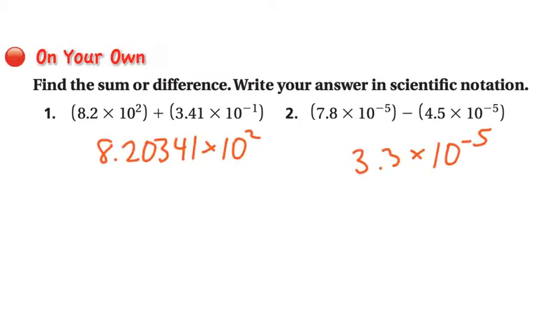And here you are real quick. Number 1 ended up with a pretty interesting little scenario. We should have 8.20341 times 10 to the second power. And for number 2, you should have had 3.3 times 10 to the negative fifth. Next, we're going to go ahead and look at multiplication and division.